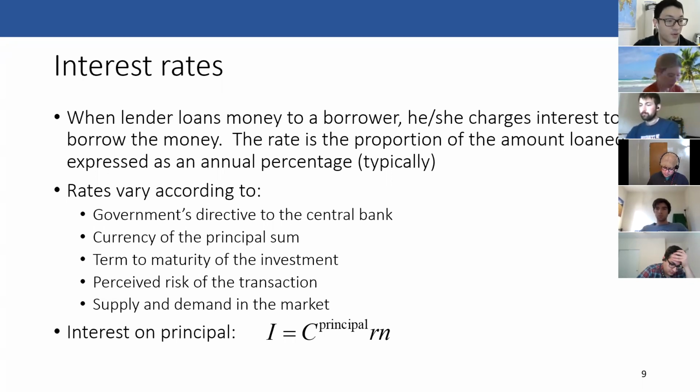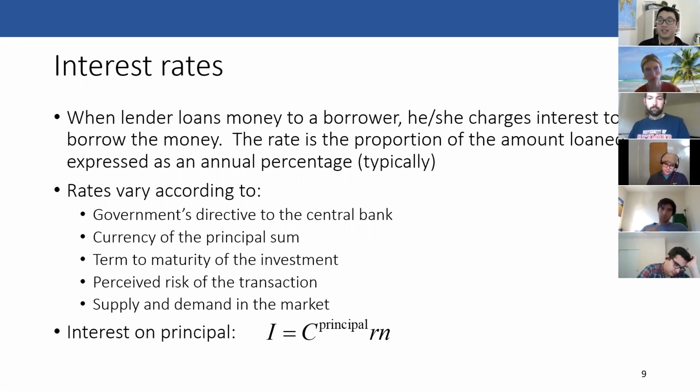So rates can vary according to the size of the principal sum. You can imagine that if I lend you $1 versus $1 million, the amount of money I expect to charge you via these interest rates could be different. That has to do with the fact that maybe I consider the $1 million loan to be riskier than loaning you a dollar, and therefore I want a higher rate in order to alleviate that risk.